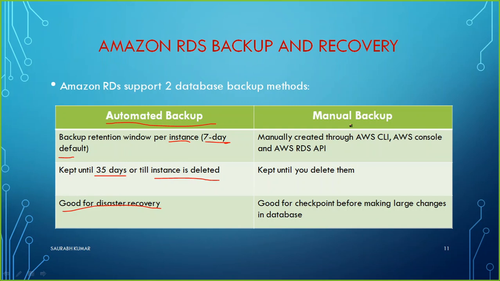Manual backup we can take using the AWS CLI, the command line interface, also through the AWS console, the one which we always use, or you can also use the AWS RDS API. If you are accessing through the API, from there also you can take a manual backup of the RDS data. This is kept until you delete it, so it is not auto deleted. It will be there until you delete it manually, because you have taken this backup manually. And this is good for a checkpoint also. If you have ever worked with VMware or Hyper-V, you know the term snapshot or checkpoint.